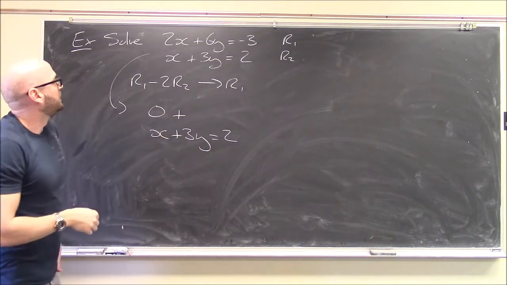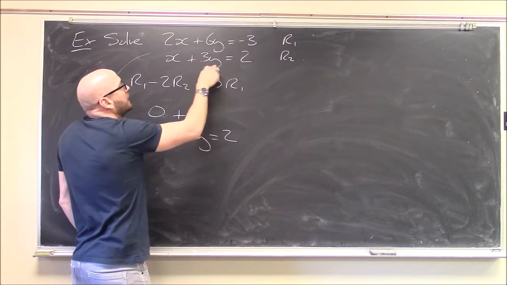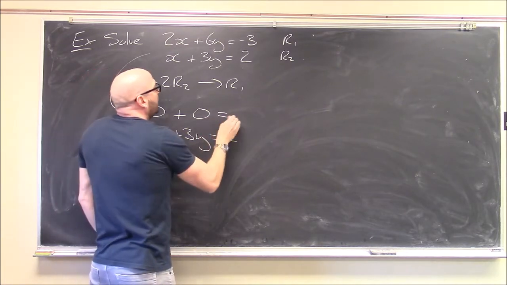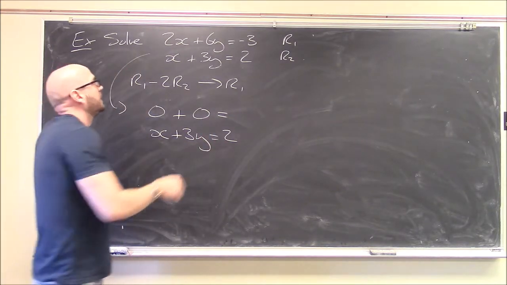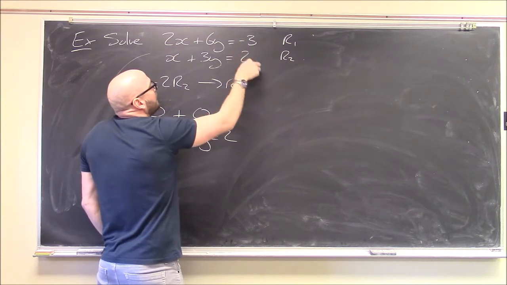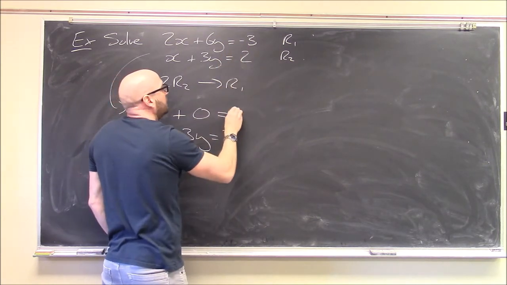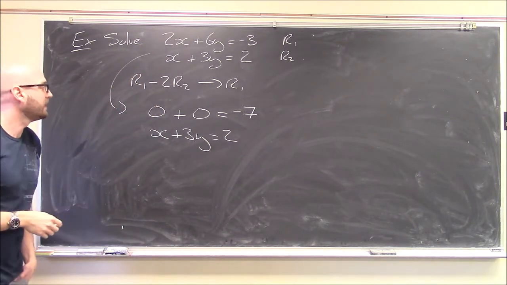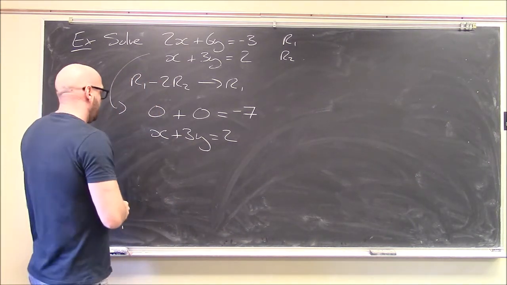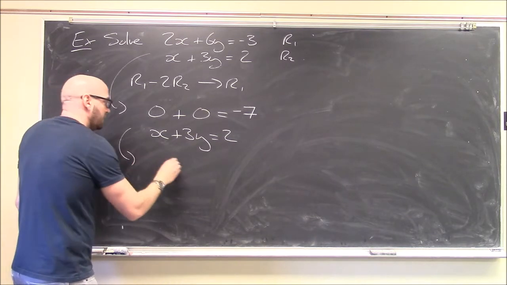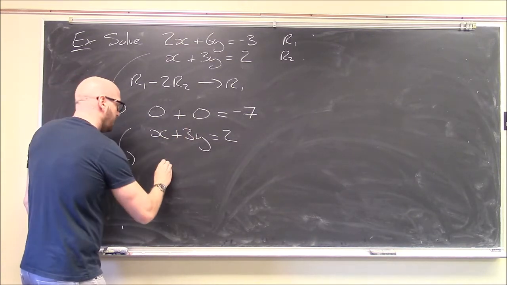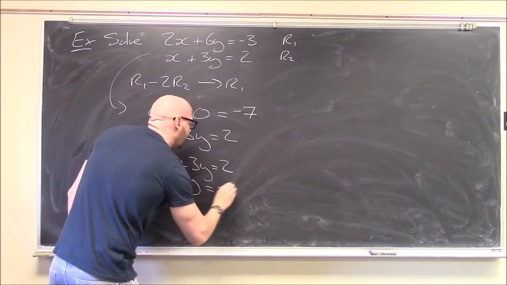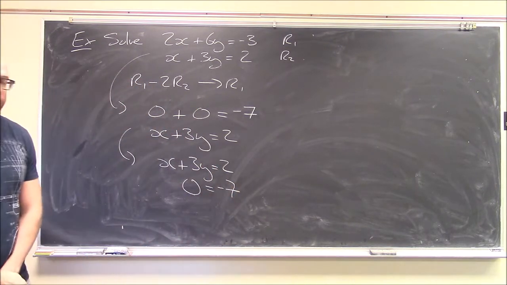Oh, and then this is interesting. 6y minus 2 times 3y, so 6y minus 6y is 0. Equals what? I've got minus 3 minus 2 times 2. Minus 3 minus 4 is minus 7. Right, or in other words, just writing this in a slightly nicer way, how about we interchange the order of these rows? x plus 3y equals 2. And 0 equals minus 7.